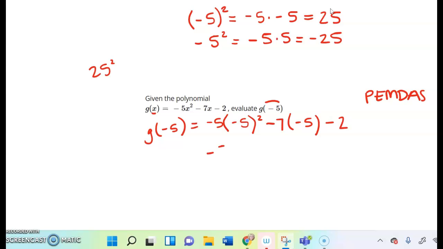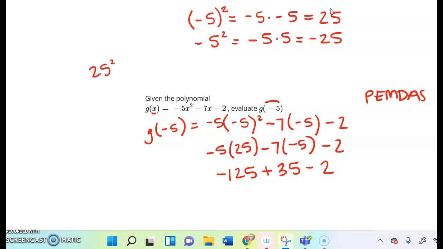So we have negative 5. Negative 5 squared is negative 5 times negative 5, or a positive 25. Negative 7, well, let's wait, we'll do that next step. We could multiply that because it's not connected, but we'll wait. So negative 5 times 25 is negative 125. Negative 7 times negative 5 is plus 35, and then minus 2.